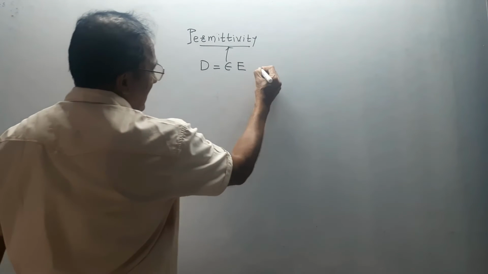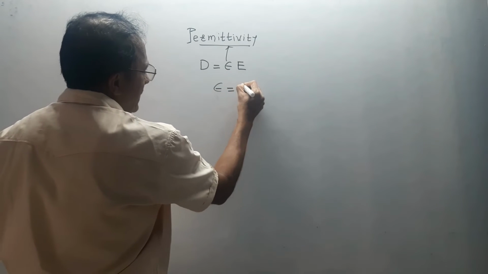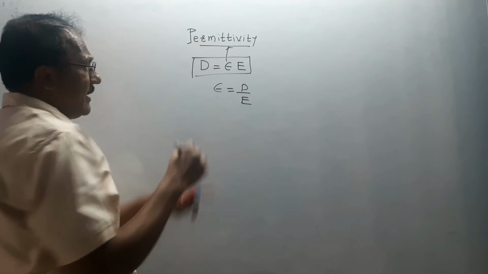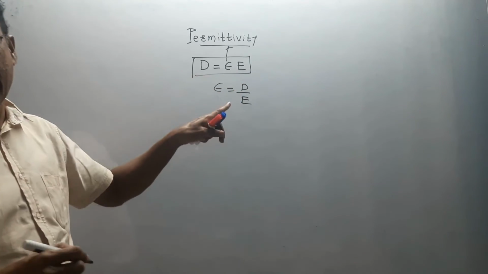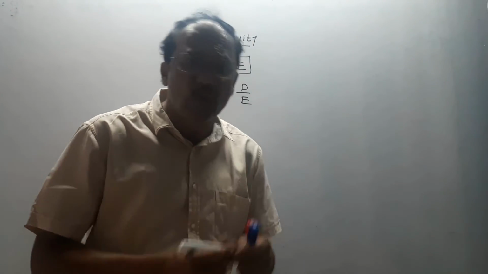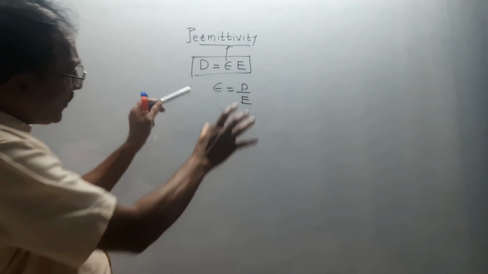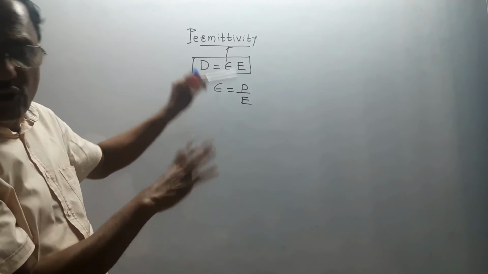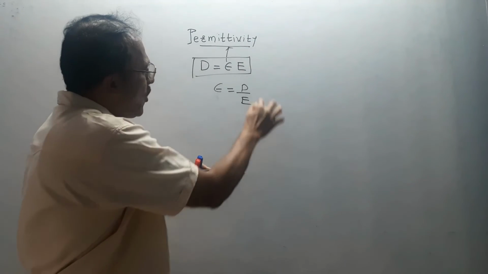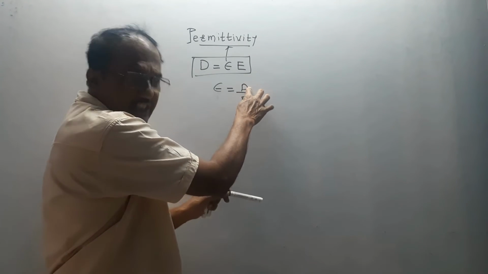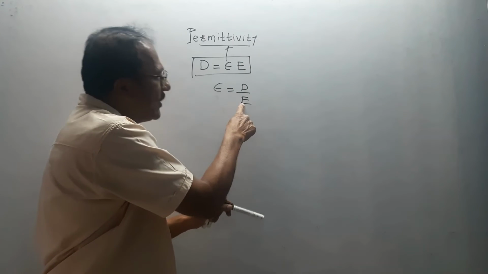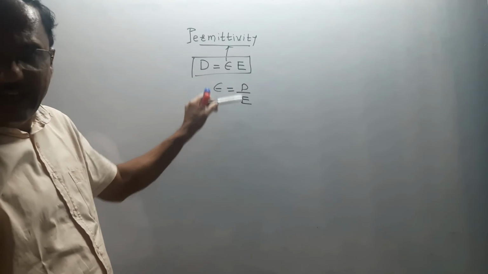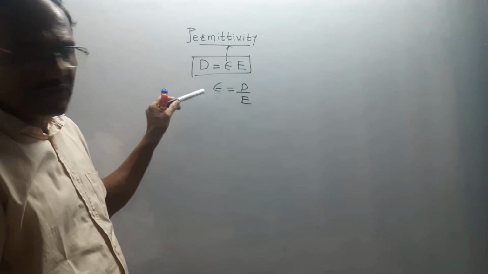So from this basic equation, I can write epsilon equals D upon E. You just have to memorize this simple formula. Now, from the exam point of view, you don't have to mug up the definition. If you want to write the definition of epsilon, that is permittivity, how to do it? It is D by E. So you can write it like this: it is the ratio of electric flux density, D, to electric field intensity, E. Very simple. Just by remembering this formula, you can write the definition of permittivity.